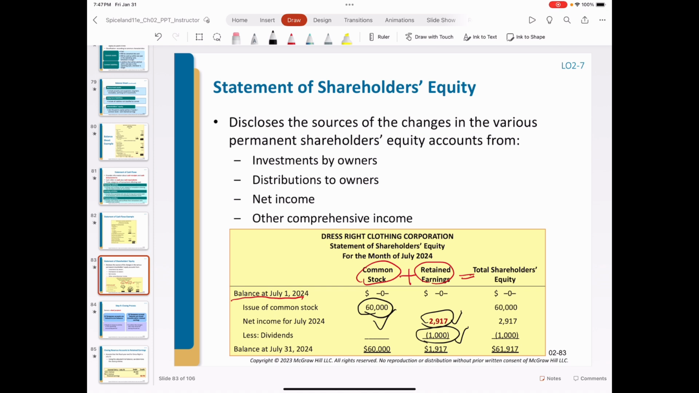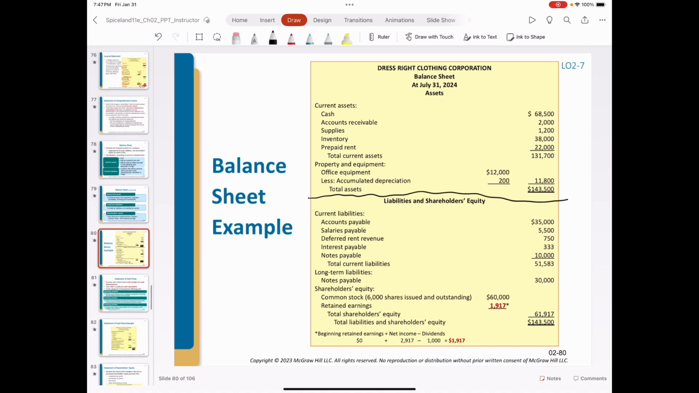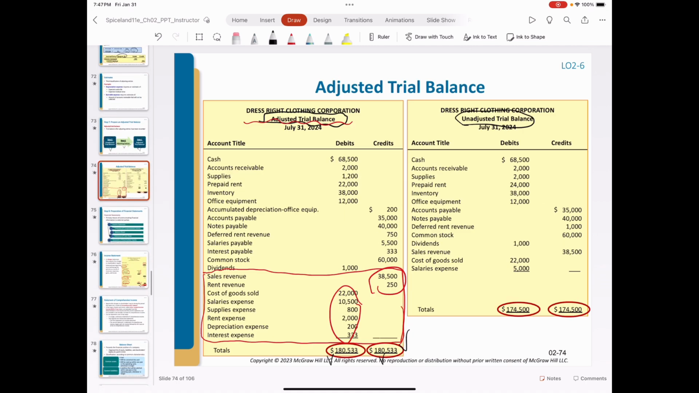Finally, we have these 2 accounts needed for the balance sheet. For the balance sheet, we can basically borrow the rest of the information from the adjusted trial balance. For example, in the assets part, all the numbers on this line above are borrowed from here.